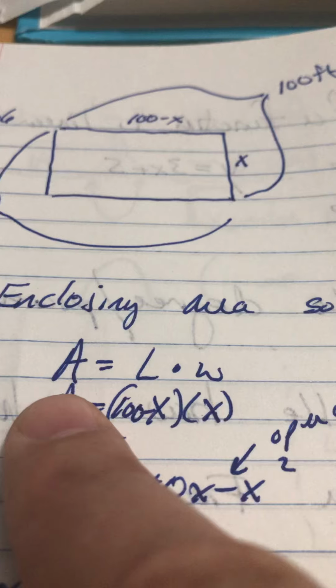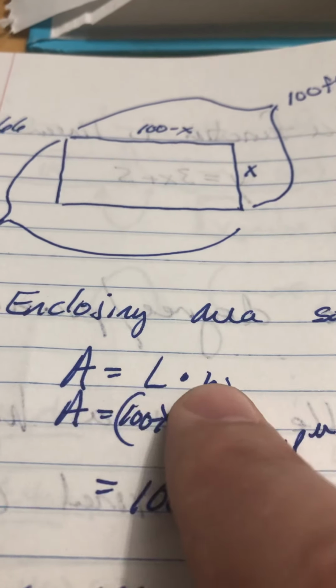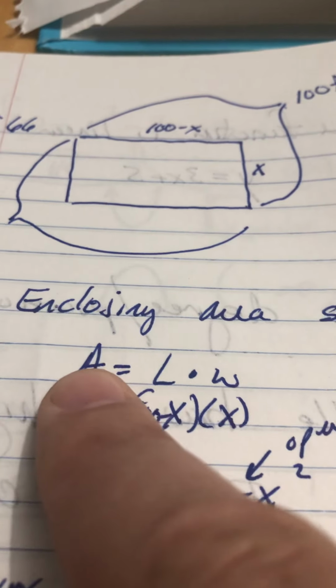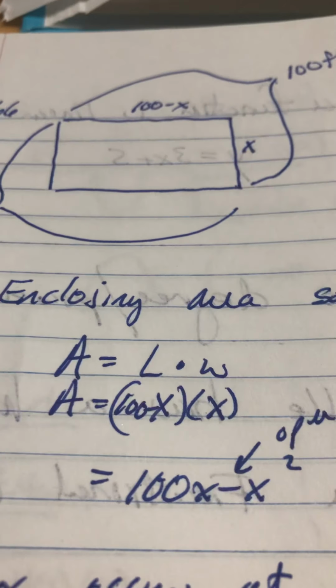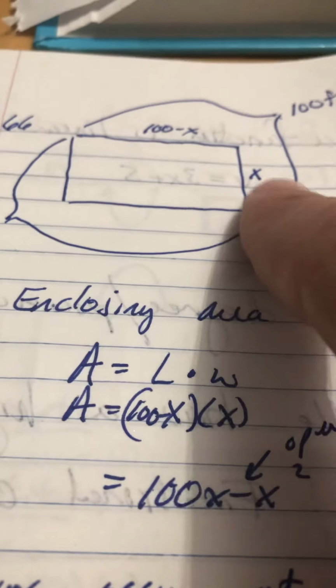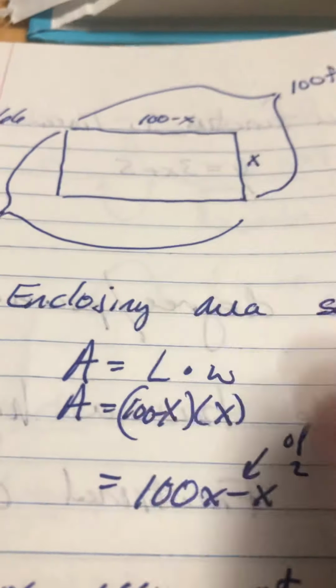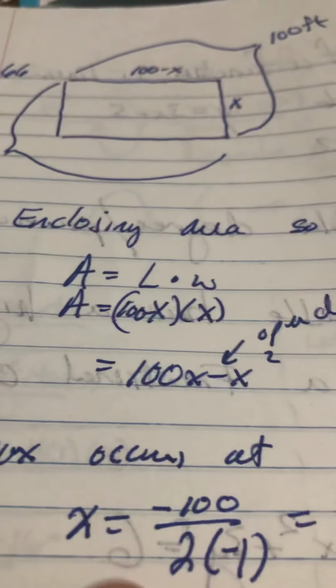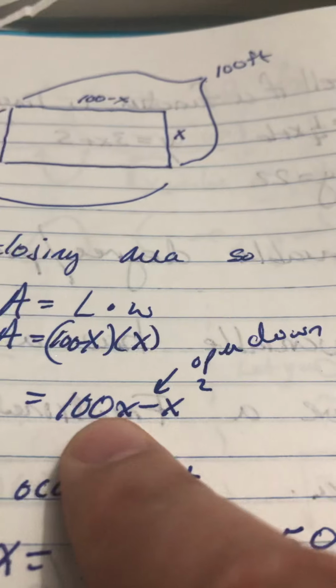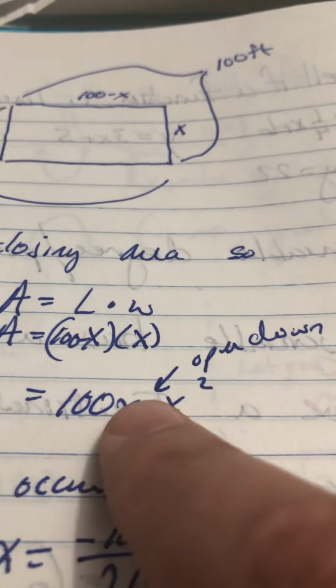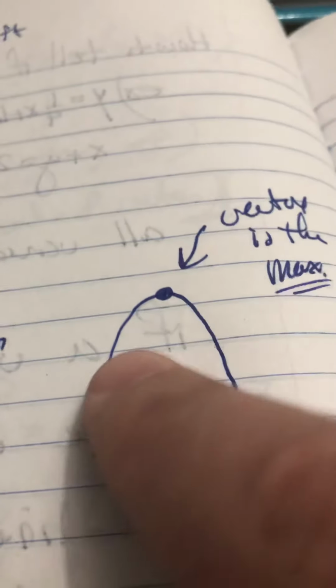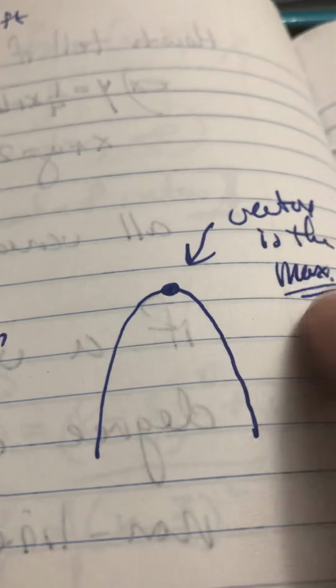Now, the area formula for a rectangle is length times width, and this is what we're trying to maximize, so that's why we're using that formula. Now the length is 100 minus x, and the width is x, according to my drawing. I multiply these and I get 100x minus x squared. Now notice that's a negative on the x squared term, so this thing opens down. So the vertex is where the maximum is going to occur. It's an upside down parabola.